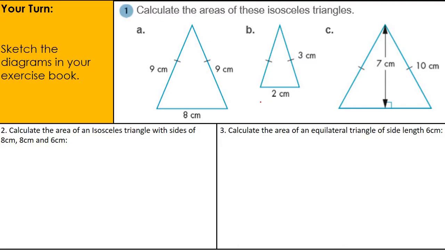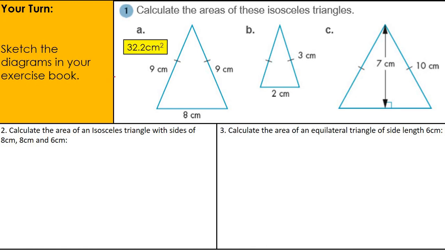I'd like you to have a go at these 3 questions here. Just be really, really careful, particularly with C, okay, because this time you're given the height. It's actually the base you're looking for, so think about how you do it. For the first 2, calculate the areas of these isosceles triangles. Do that first. Then have a go at questions 2 and 3, which probably require you to sketch something first to help you. Okay, please pause the video as you do this.